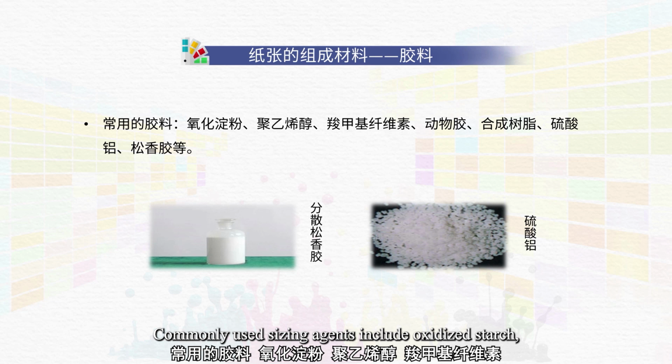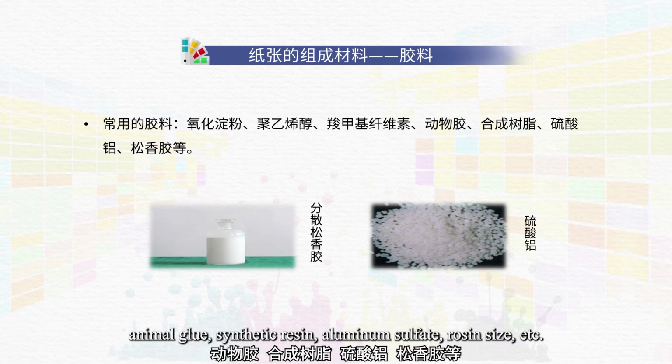Commonly used sizing agents include oxidized starch, polyvinyl alcohol, carboxymethyl cellulose, animal glue, synthetic resin, aluminum sulfate, rosin size, etc.